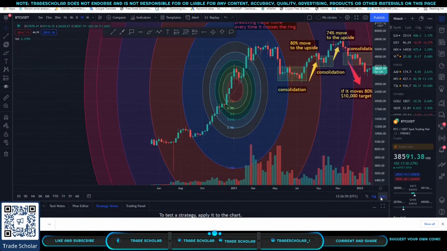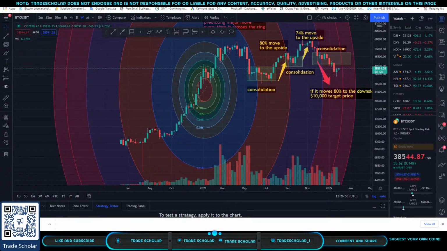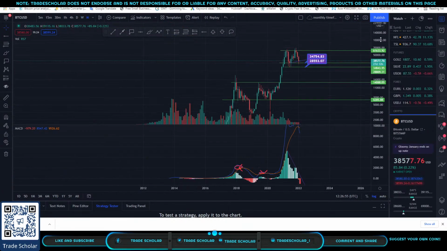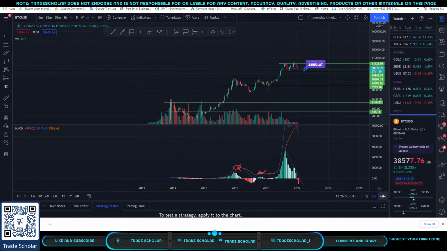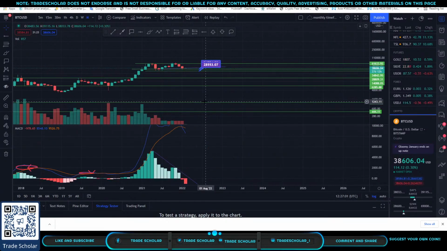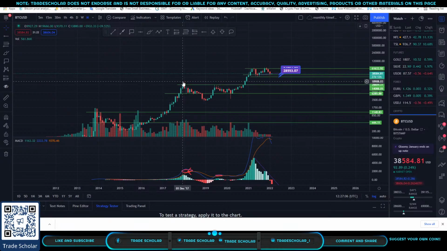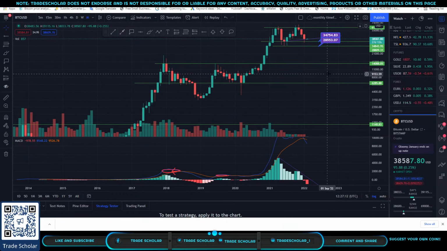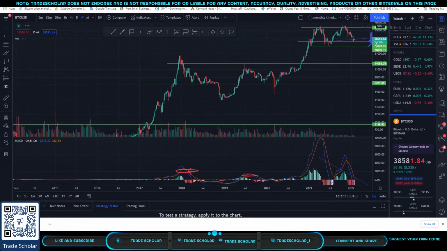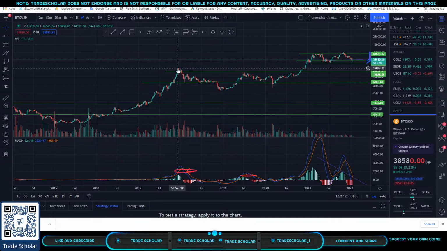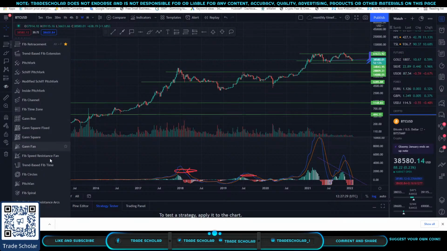Where's the 2019 bull run? I will try something. Weekly time frame. This one is 2017. This one is 2019. End of bull run, fib circle.